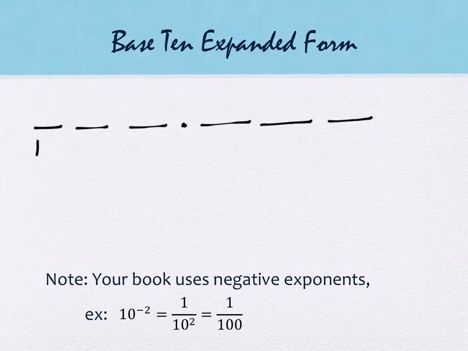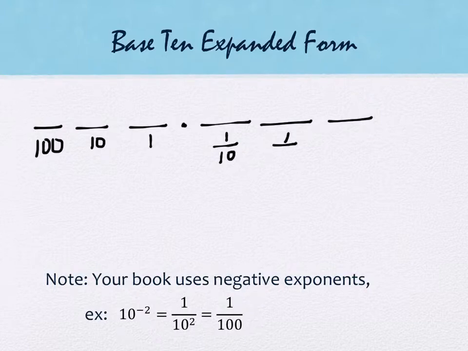I just want you to write down underneath it 100. And then we're going to talk about these after we do. What's the next one? Tens place, so it's a 10. What's the next one? 1. How about after that? Yeah, it's 1/10. I'm going to write it as a fraction, and I'll explain why in a second. What is the next place? Hundredths, so it's 1 over 100. And the next one? Thousandths, so it's 1 over 1,000. Very good. This is actually base 10 expanded form.